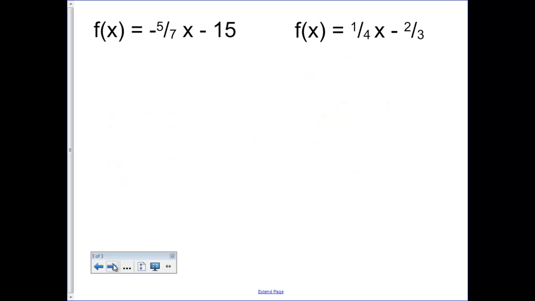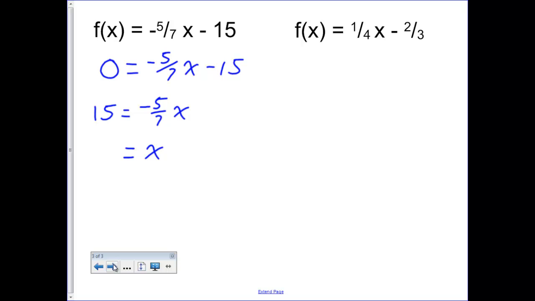Next two examples. Substitute a 0 in place of f of x and solve for x. Move the 15 over first, and multiply by the reciprocal, which is negative 7/5. So 15 divided by negative 5 is negative 3. Negative 3 times 7 is negative 21. So the 0 of the function would be negative 21. So if I input a negative 21, the output is 0.